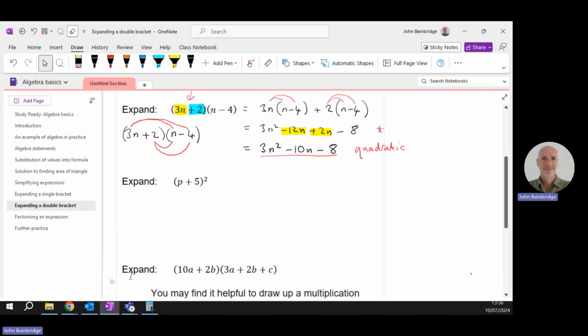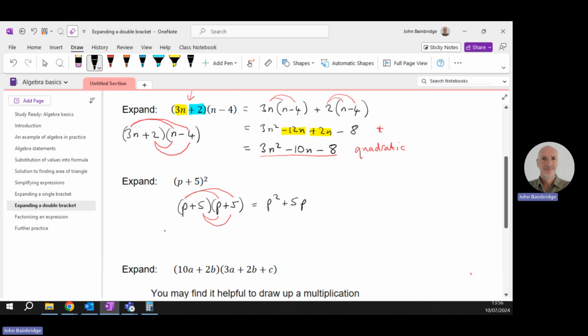Let's do one more like this. We've got p plus 5 squared. What does that mean? It means p plus 5 times p plus 5. So if we use FOIL, we're going to do p times p, p times 5, 5 times p, and 5 times 5. So we get p times p is p squared, p times 5 is 5p.